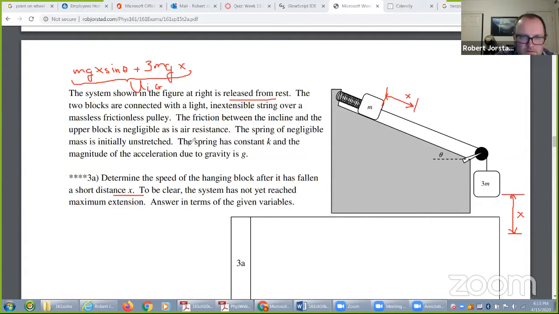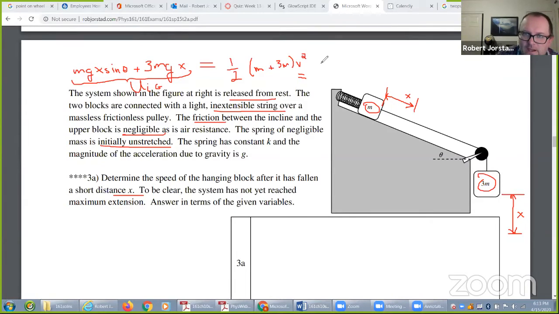Now, initially unstretched. Friction is negligible. Done. We've done the first side. This is the initial energy. At the end, you have 1/2 (m plus 3m) v squared. Why? Because m and 3m are tied together with the string, so that's why they're moving at the same speed. It's an inextensible string.